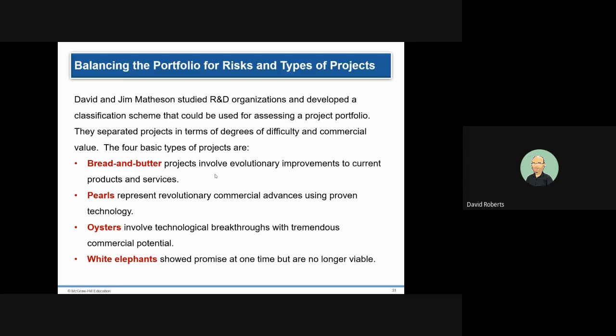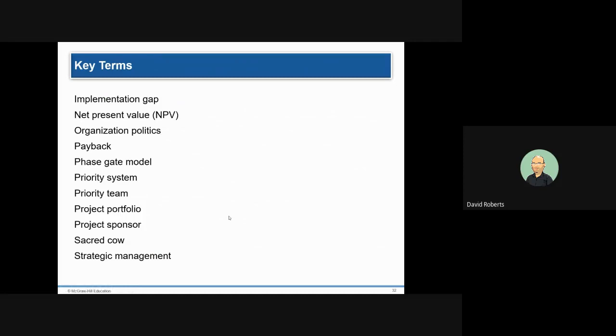And oysters involve technological breakthroughs, things that we couldn't do before. I've been teaching online for literally 20 years. And now, when I'm recording this, this is 2020. Well, we have much more technology than we had back then. And the things that we can do with video and audio and drawing tablets and things along this line, it's because of advances in technology. And the big revolution coming up as we're speaking is 5G. Much faster than 4G. And white elephants, they look good at the time, but not at this point. So they're bad ideas or become outdated.